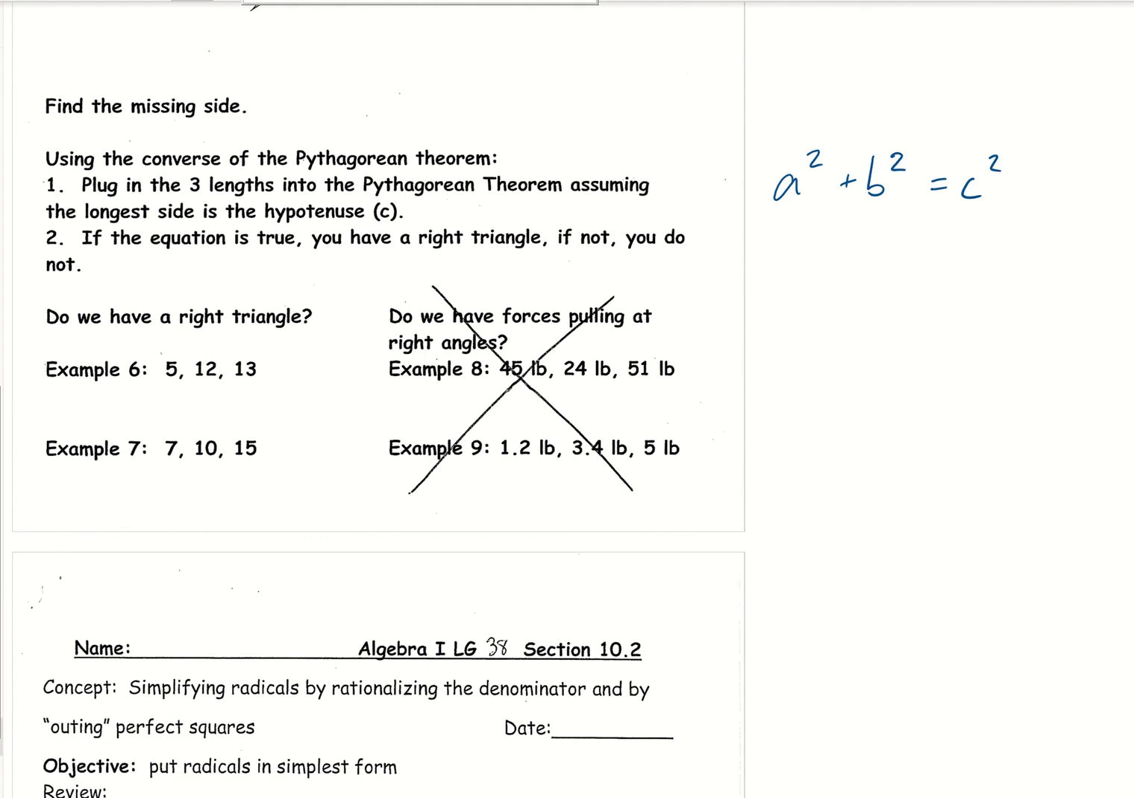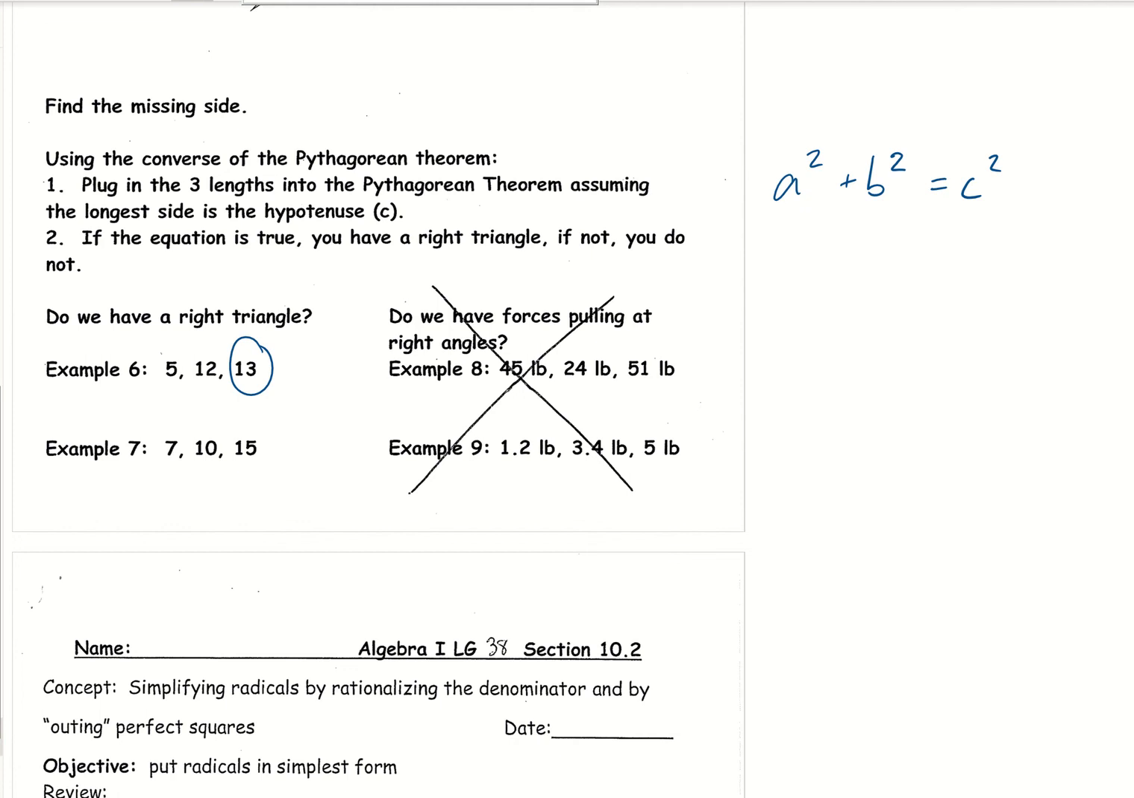All right, the real important thing when you do this is to make sure your longest side always goes in place of c. Other than that, it doesn't matter where the numbers go with a and b, but your longest side has to be c. All right.